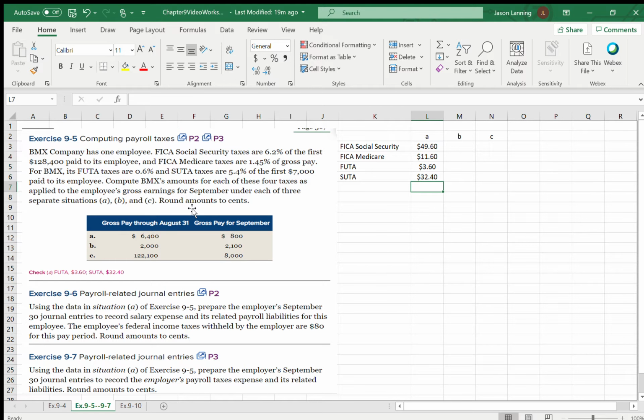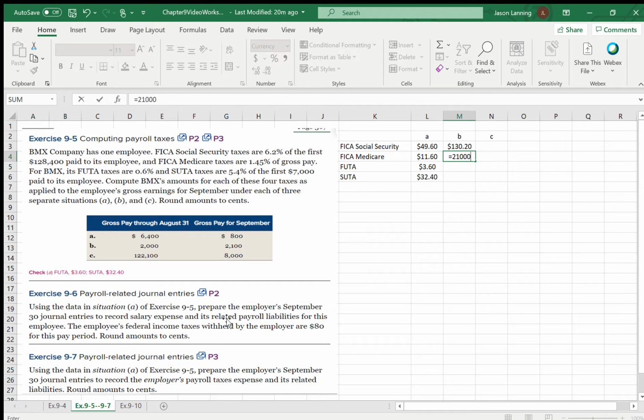So that's A. Now for B, B made $2,000 through August 31st. They get $2,100 in September. That gives them $4,100 total. Nowhere will they hit a threshold, because they're far enough away from 7,000 and really far away from 128.4. So in B's case, all of the $2,100 they get for September will be applicable to taxes. So for Social Security, we have $2,100 multiplied by 0.062, the decimal equivalent for 6.2%. We'll be looking at $130.20 for Social Security.